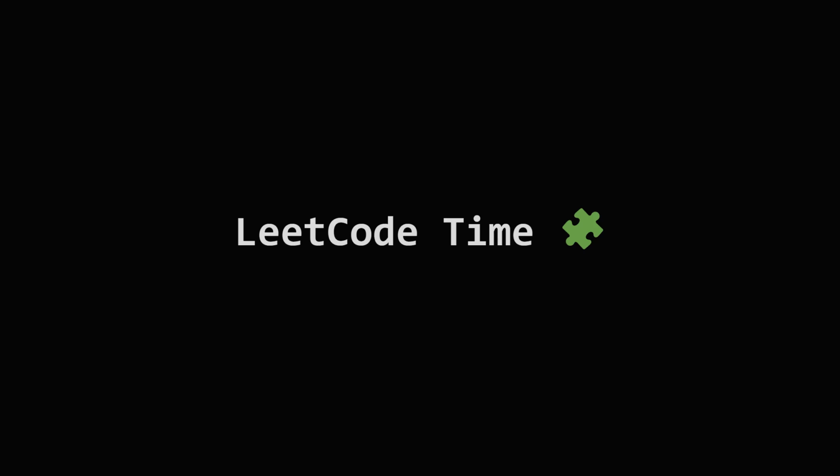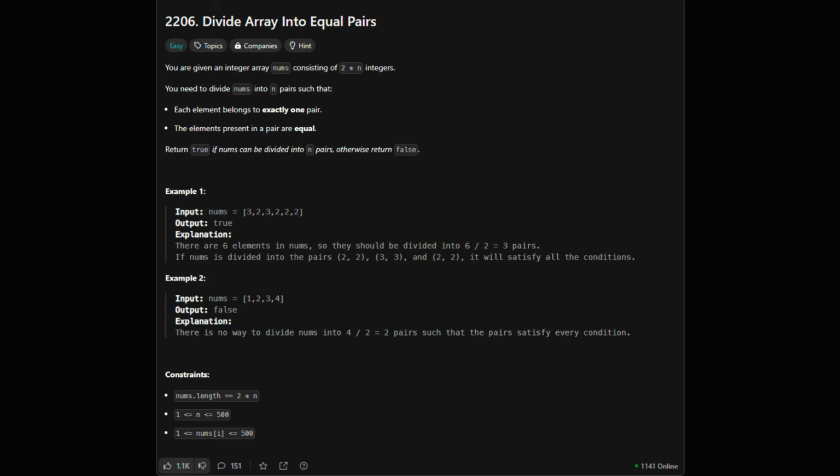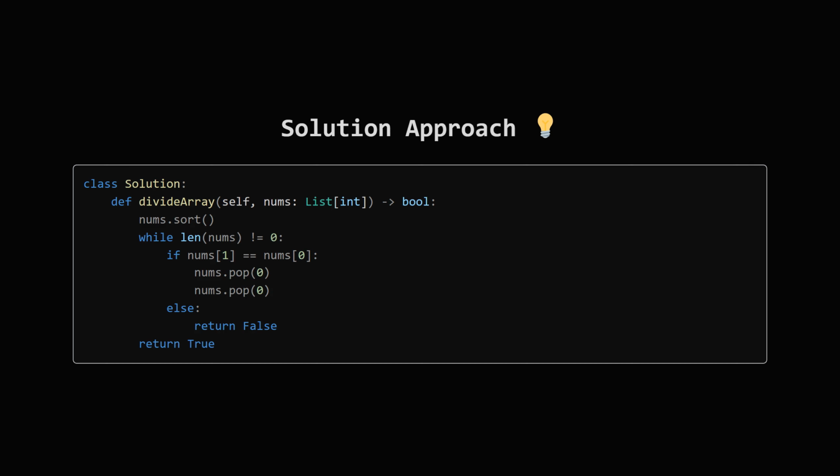And now, onto the LeetCode problems I tackled today. First up, divide array into equal pairs. Spoiler alert. The goal is, given an integer array nums, determine if you can divide it into pairs, where each pair contains equal elements. Here's my solution.